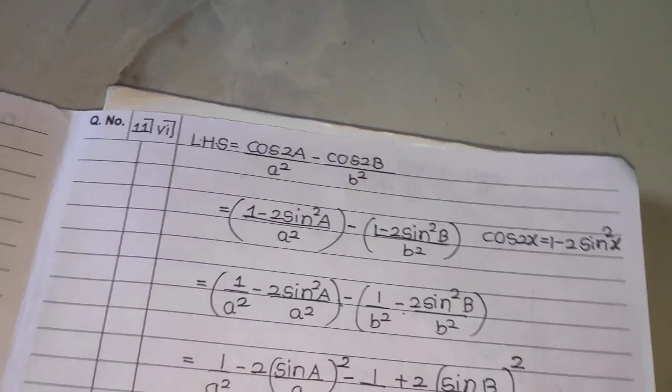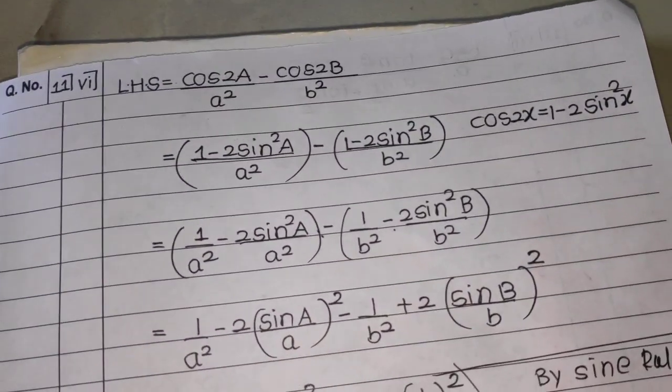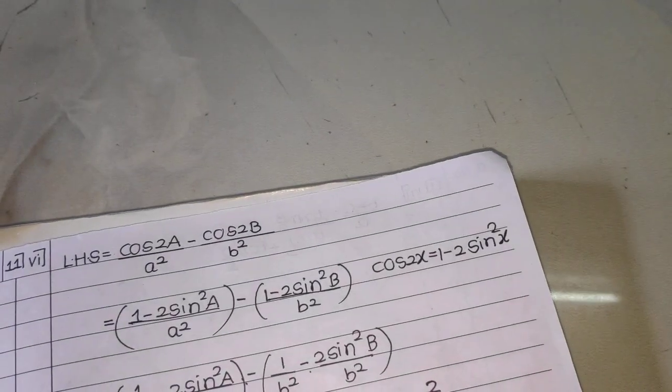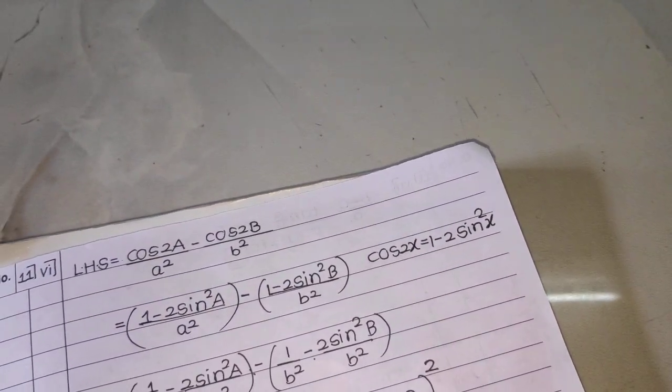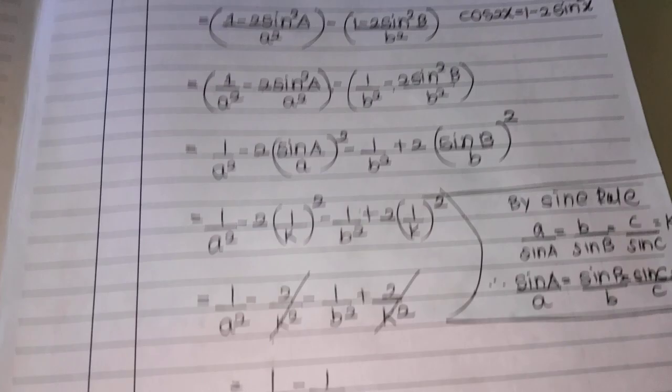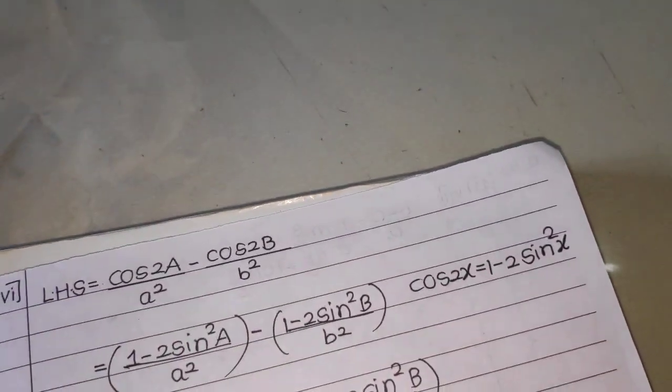I hope you understood the question. Let's go to the question one more time. So what was given, that prove that cos 2a upon a square minus cos 2b upon b square, and the result to be proved is what? 1 upon a square minus 1 upon b square. So how can I work on it? Quite simple.